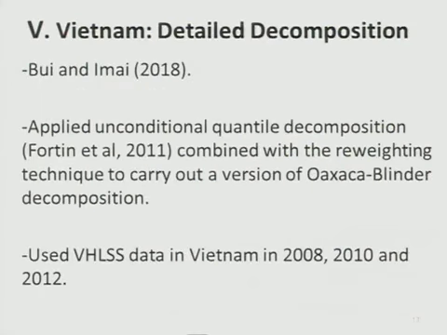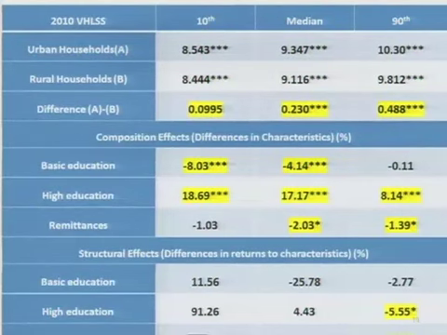Thirdly, I will briefly summarize my paper on Vietnam. What we did was to apply the unconditional quantile decomposition method to take account of the effect of each factor on the entire distribution. This is some sort of extension of the Oaxaca-Blinder type of decomposition. We use VHLSS data from 2008 to 2012. Because time is limited, I just focus on the key results in 2010.